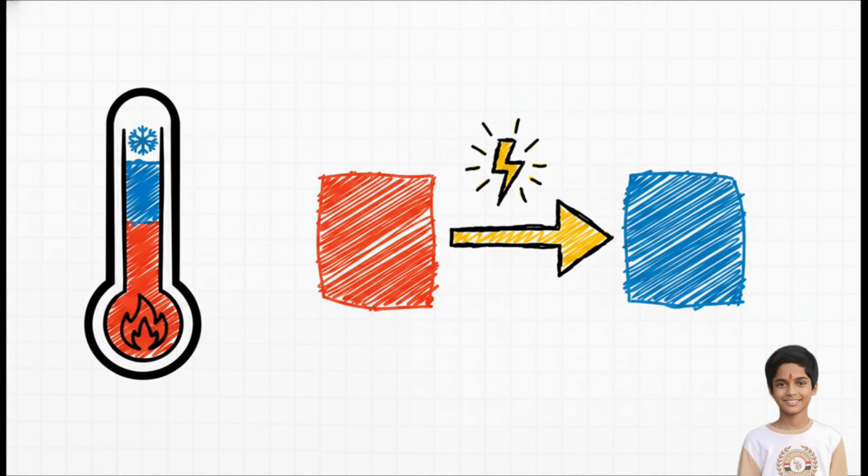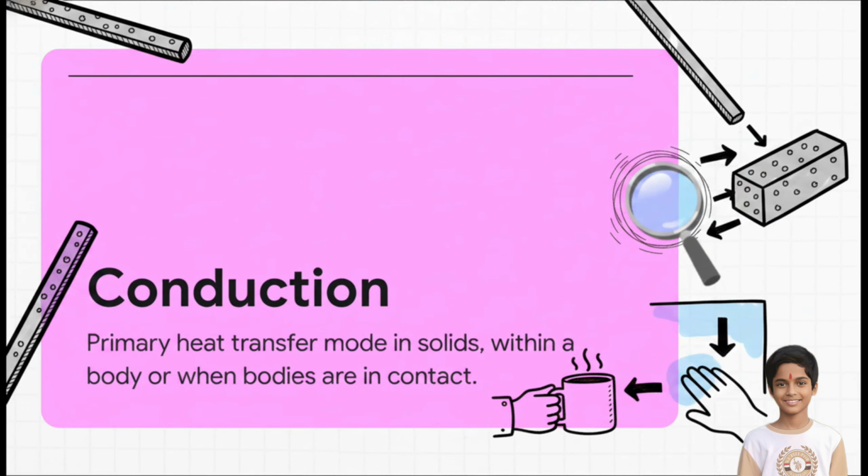Oh, and definitely jot this down for your test. Heat energy is measured in units called calories or joules. Lock those keywords in. Okay, so there are 3 modes of heat transfer. The very first one is conduction. So the crucial point is, you need to memorize this exact definition for your exam. Conduction is the primary mode of heat transfer in solids. It happens when heat is transferred within a single body, or when 2 bodies are physically touching, like in direct contact with each other. Remember, if there's no contact, there's no conduction.